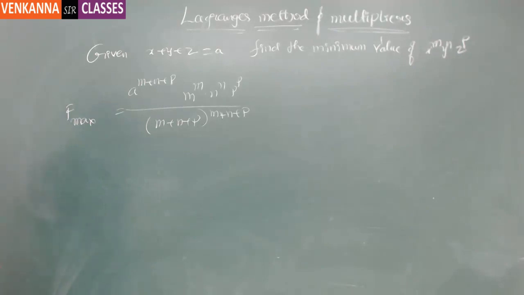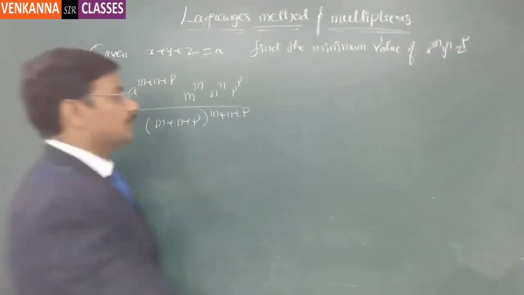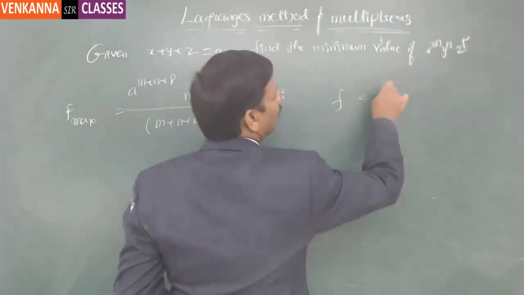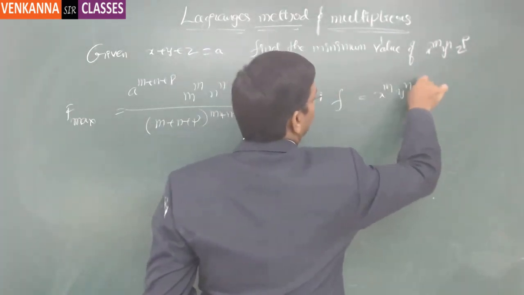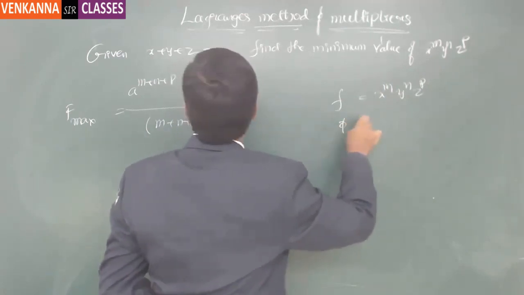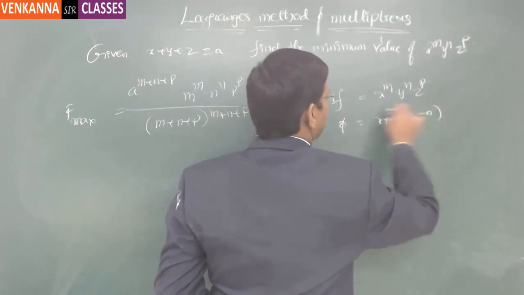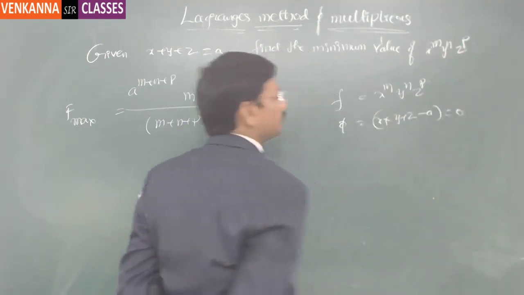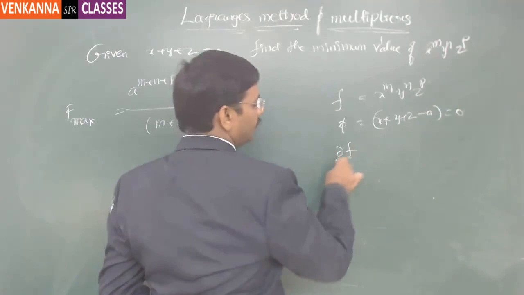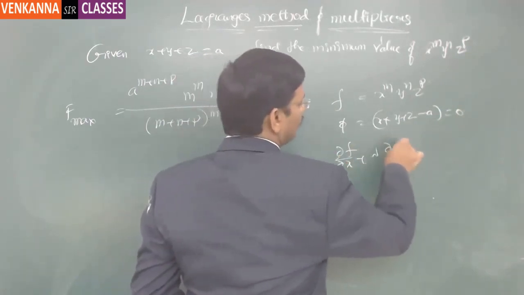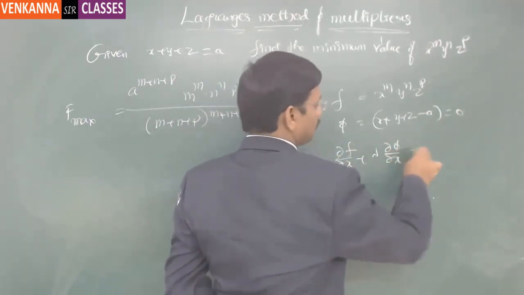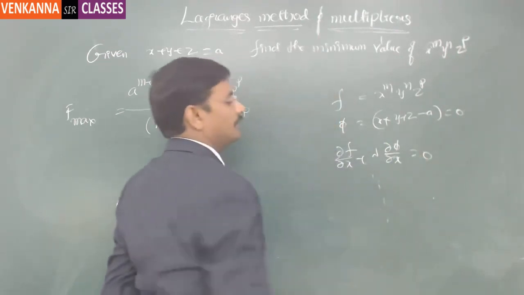Got it? So the condition is x plus y plus z is equal to a, and we need to find the maximum value of x power m, y power n, z power p. So here f is equal to x power m, y power n, z power p, and the phi value is x plus y plus z minus a, which is equal to 0. So this is the condition. Then you have to find dou f by dou x plus lambda times dou phi by dou x equal to 0. Similarly, all the three conditions.